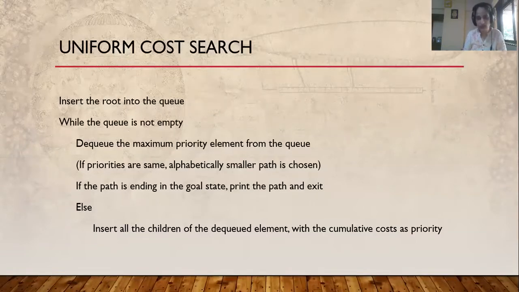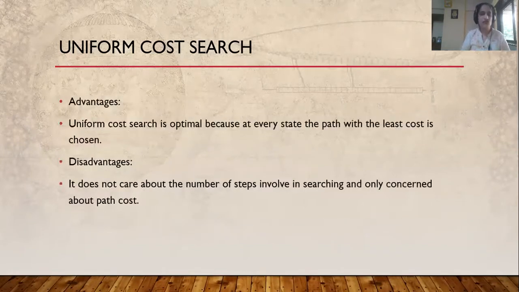Again, let's see the algorithm first. Insert the root into the queue. While the queue is not empty, dequeue the maximum priority element from the queue. If the path is ending in the goal state, print the path and exit, else insert all the children of the dequeued element with cumulative cost as priority. Fine. So the advantage of uniform cost search is that it is very optimal at every state because the path with the least cost is chosen.